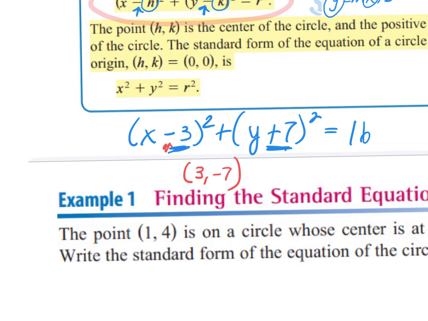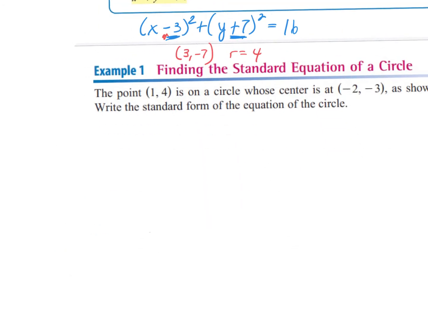And then what's my radius? Nope. What's my radius? 4. Why is it 4, not plus or minus 4? Because I took the square root, right? That's how I got 4. Why isn't it plus or minus 4? Because it's a length. Good. It's a distance. You wouldn't say it's negative 4 units.